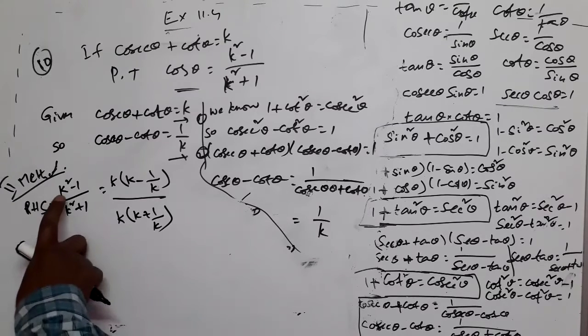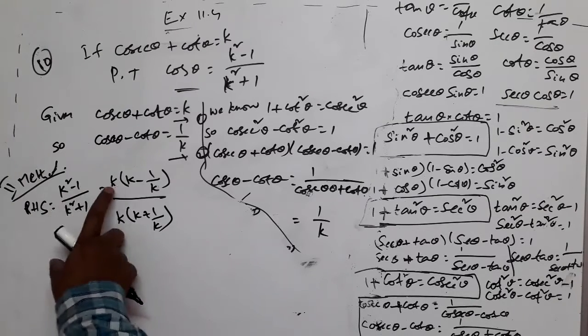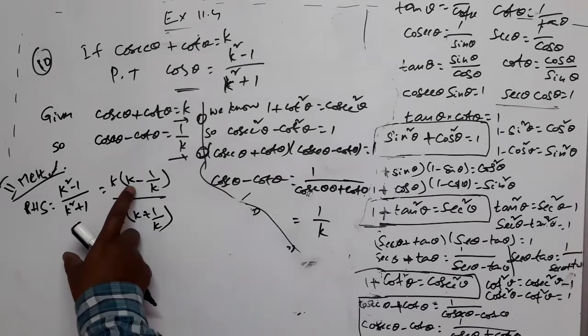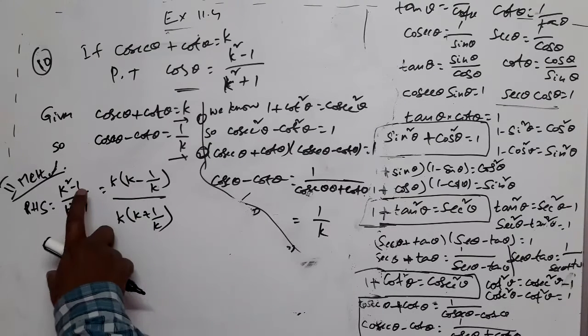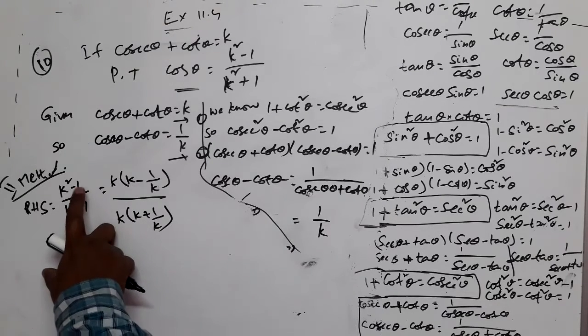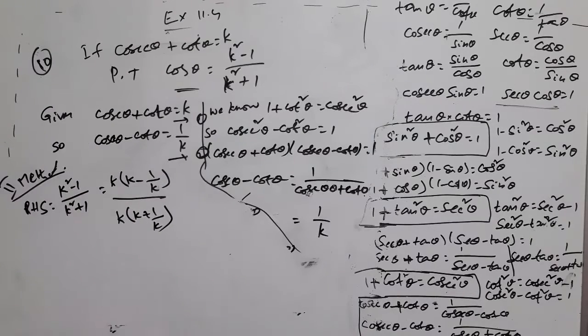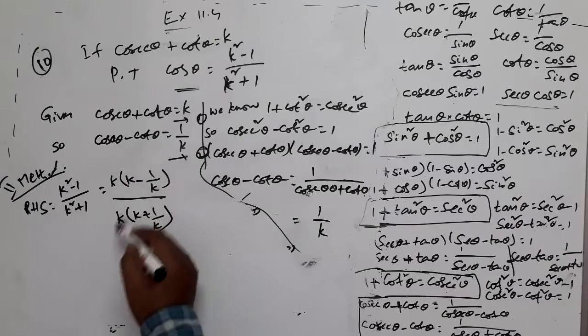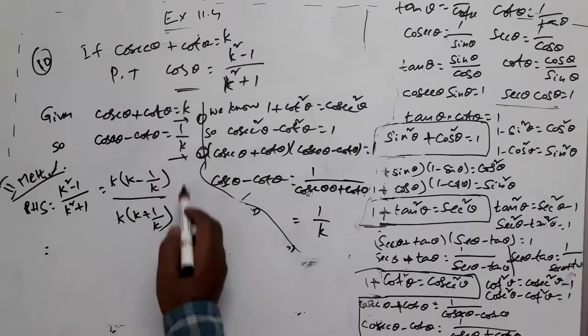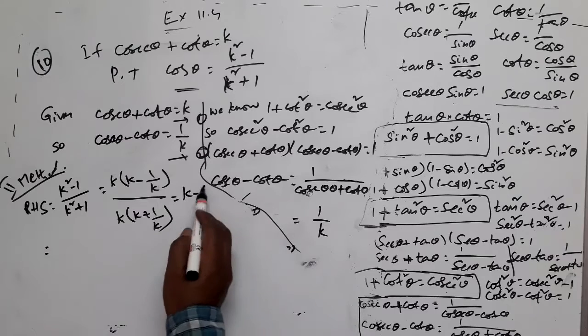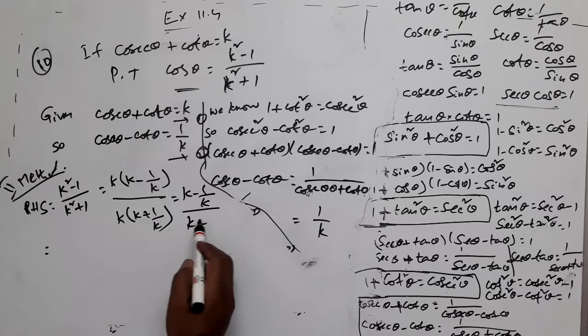Right? K square is already k into k. 1 k I have written outside, so inside 1 k will be remaining. 1 I am seeing as k by k. If I take 1 k outside, 1 by k will be remaining. That's all. So I can cancel k, right? So this will be k minus 1 by k upon k plus 1 by k, right?